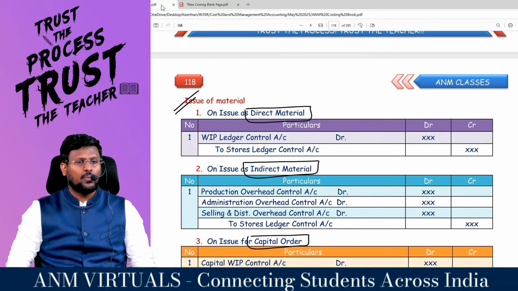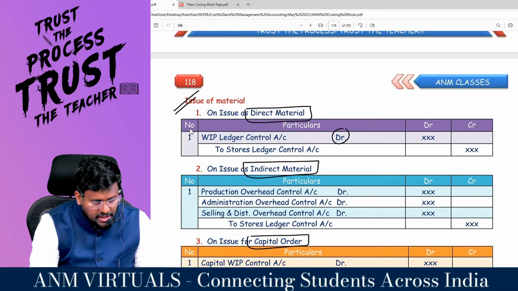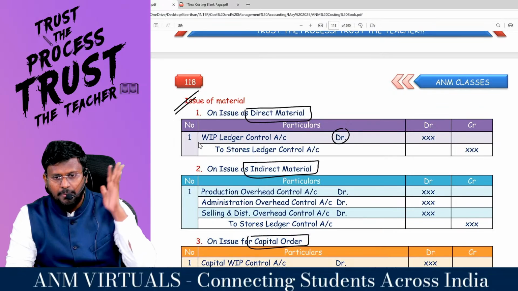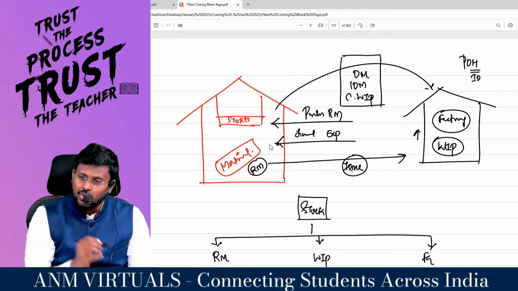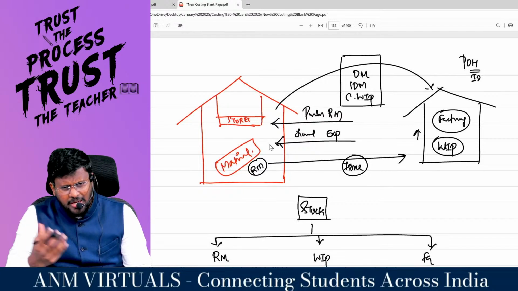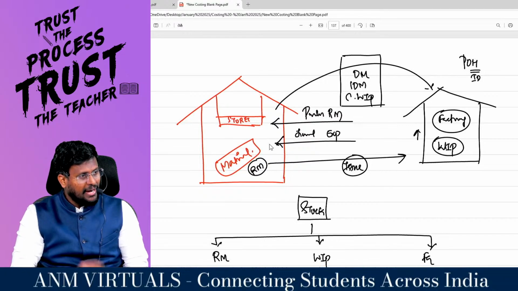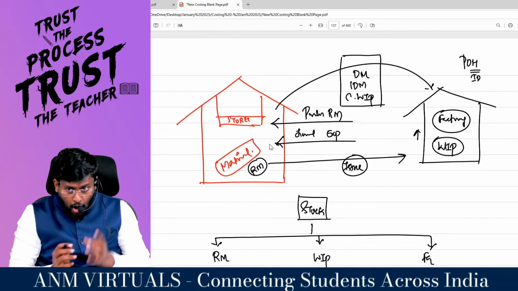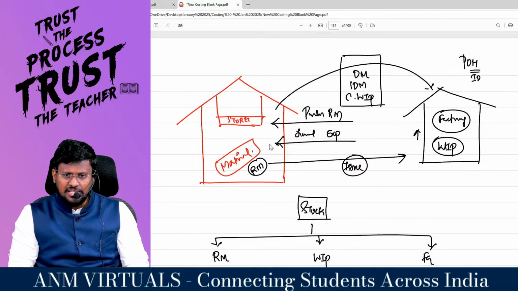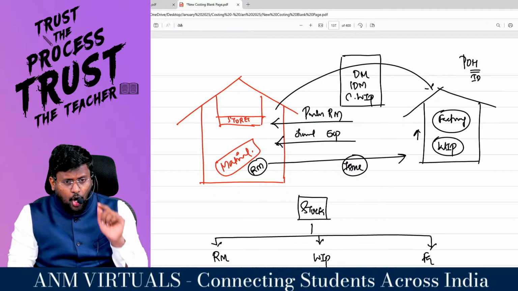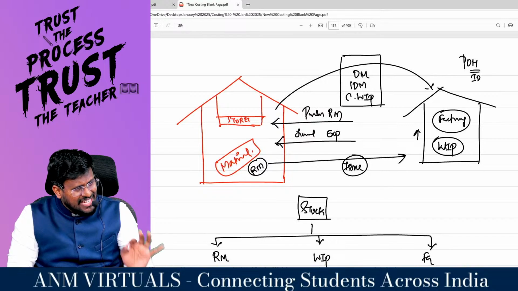What journal entry will you pass? WIP ledger control account debit to stores ledger control account. Are you comfortable? Now from this stores you are issuing indirect material. What do you mean by indirect material? Indirect material means old cloth, oil, grease, lubricants, which cannot be expressed as per unit.